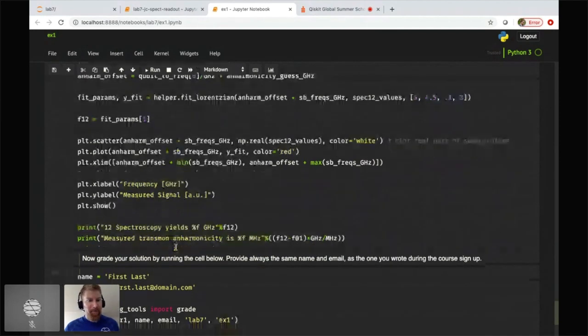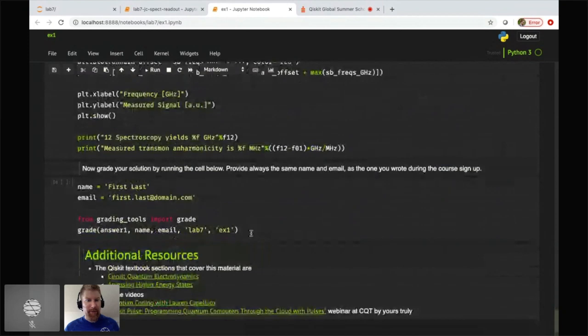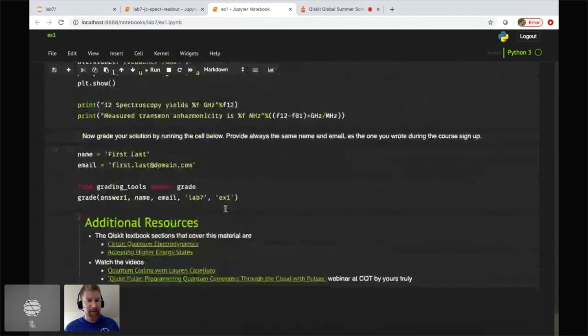So don't forget to put your name and email in here and execute this block as well. That'll allow you to be graded.